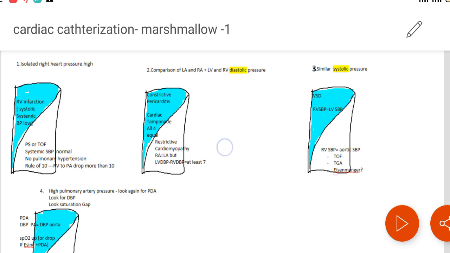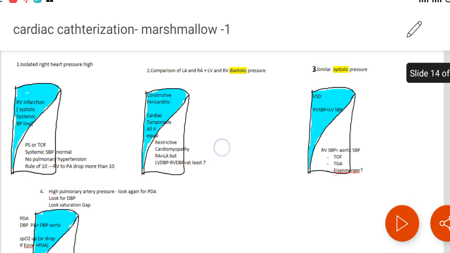The second group is where we are looking at the diastolic blood pressure. In constrictive pericarditis and cardiac tamponade, there is equalization of all four things: left atrium to right atrium and left ventricle to right ventricle in the diastole. But with restrictive cardiomyopathy, left atrium will be equalized to right atrium, but there is a gap of left ventricular diastolic blood pressure minus right ventricular diastolic blood pressure of at least 7.